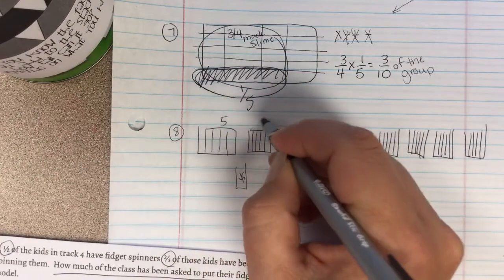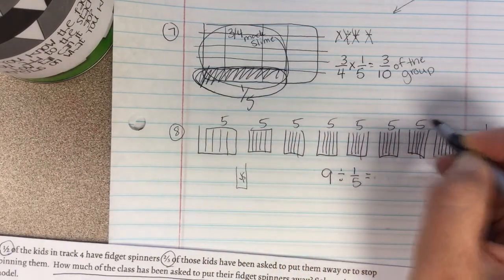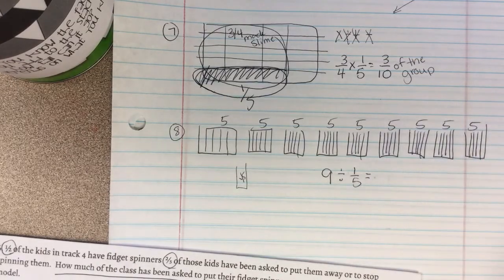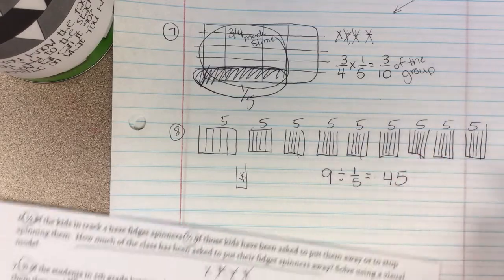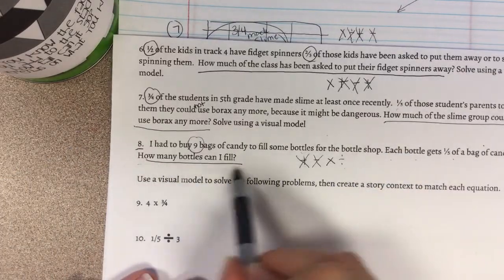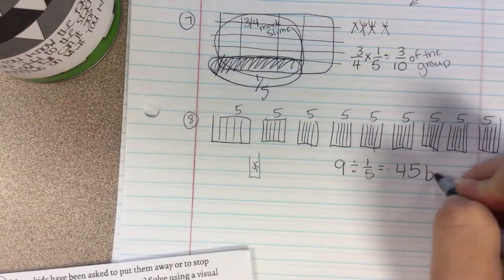All right, so I have 5 all these times. 5, 9 times equals 45. Let me go back to my question. How many bottles can I fill? 45 bottles.